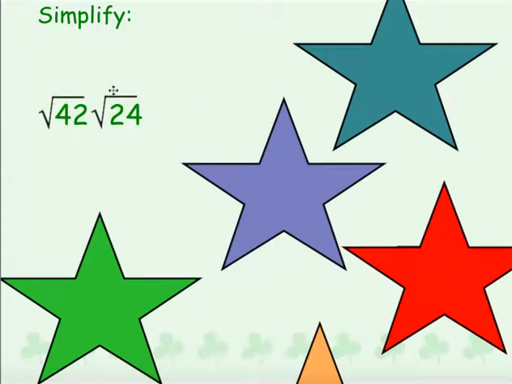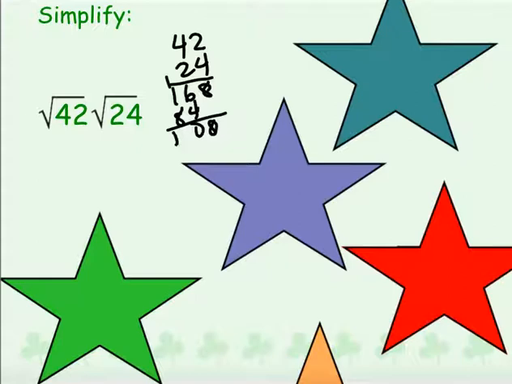All right, if I have root 42 times root 24, there are lots of ways to do this. We could split this and use things that we've done in the past, like taking the square root of each of these, or I can multiply them together. And if I do that, 42 times 24 gives me 1008. Now 1008 for me is not a perfect square that I recognize or one that I can use super easily.